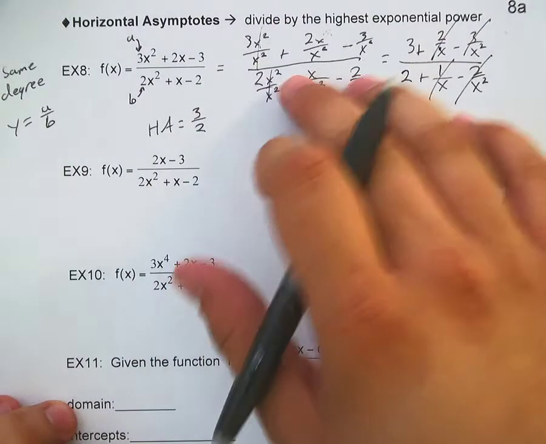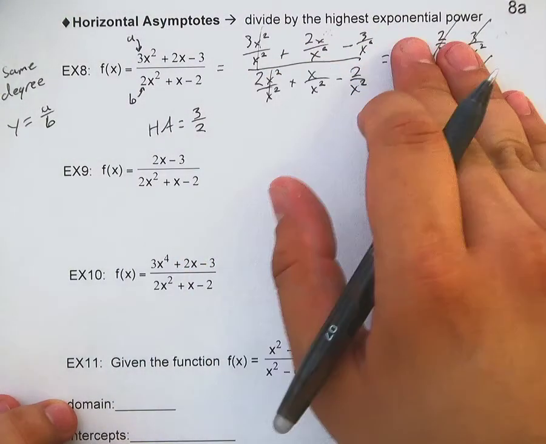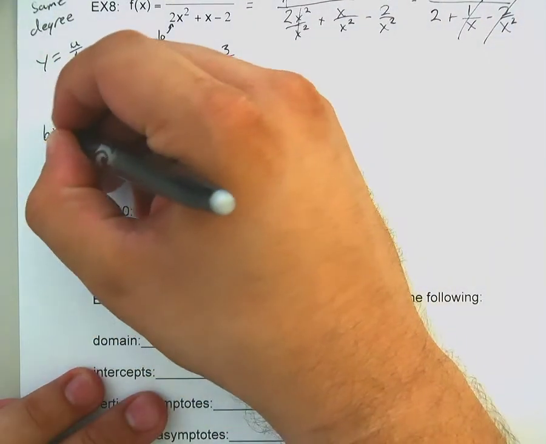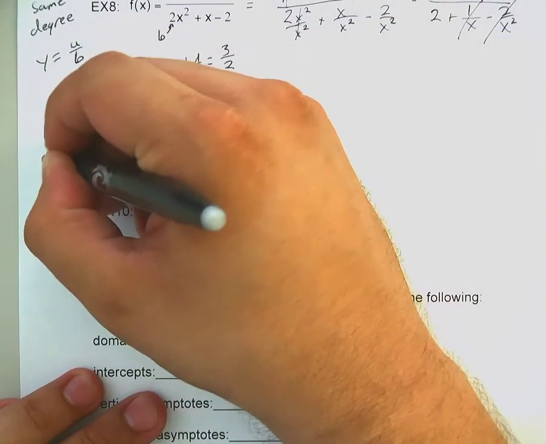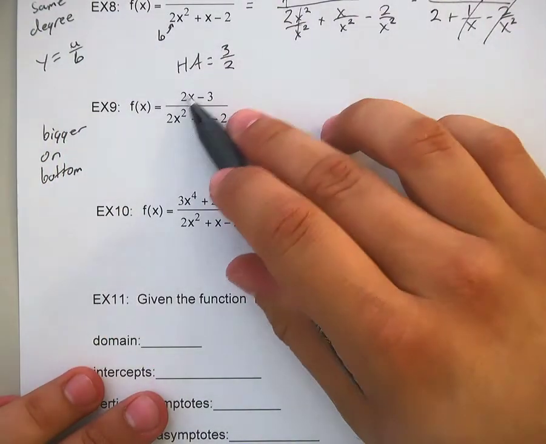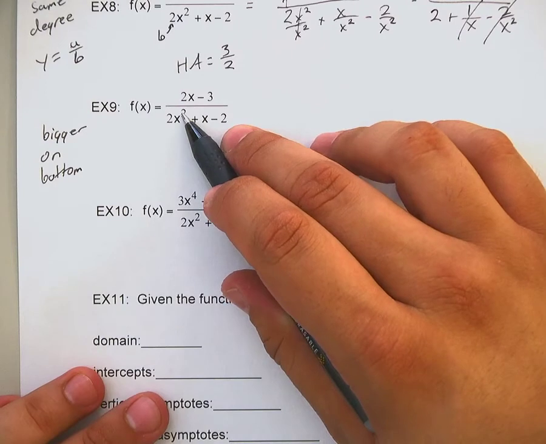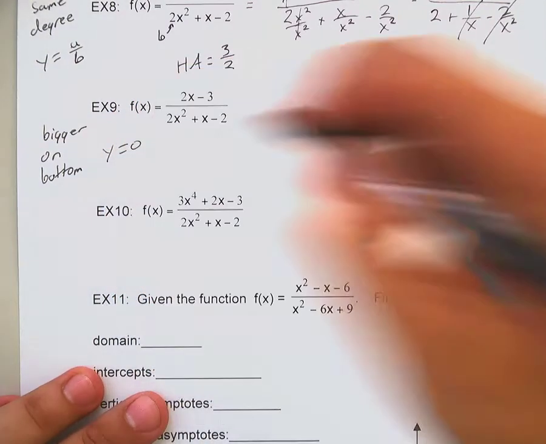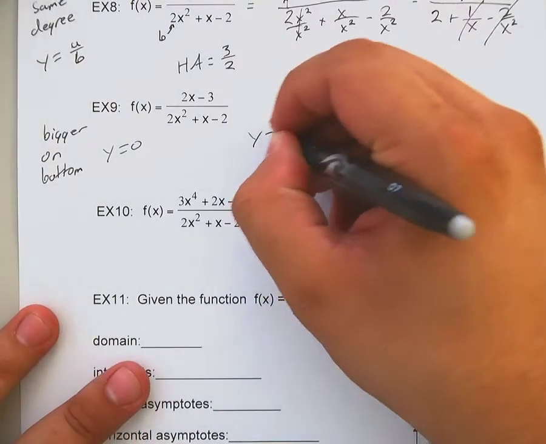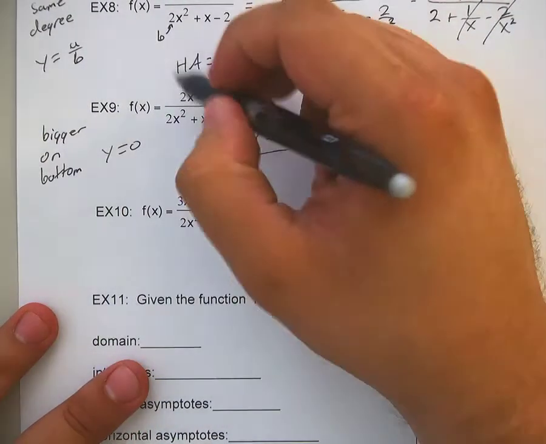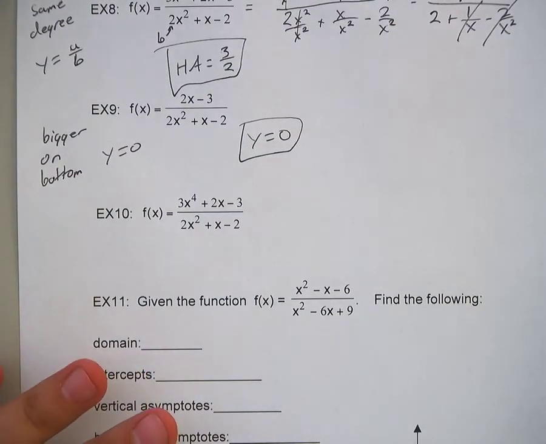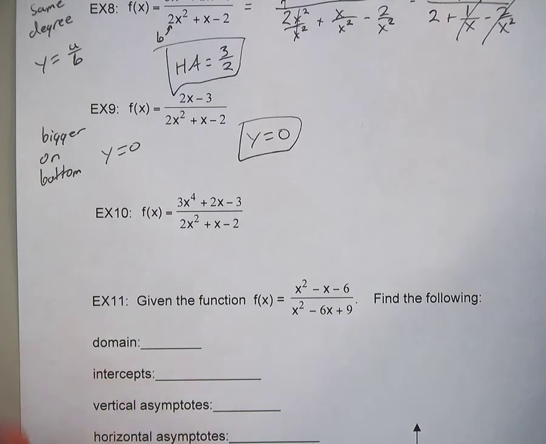Now I'm not going to go through and show you the reasoning behind all of these. You can pretty much work it out the same way. If your exponent is bigger on the bottom, like this one, 2x squared, your horizontal asymptote is y equals 0. That's easy enough. That's your answer. That's all there is to it. Y equals 0.